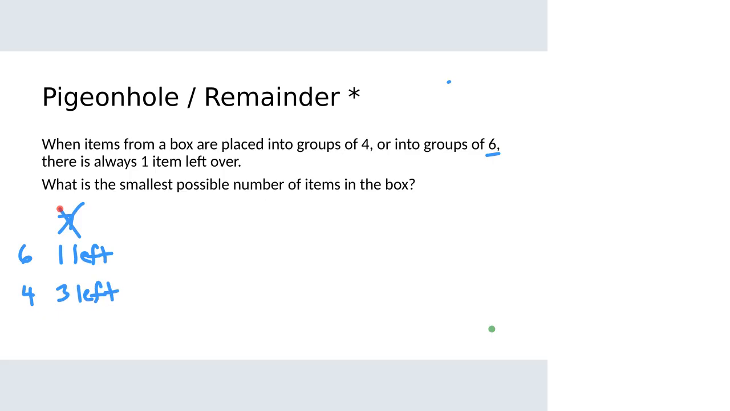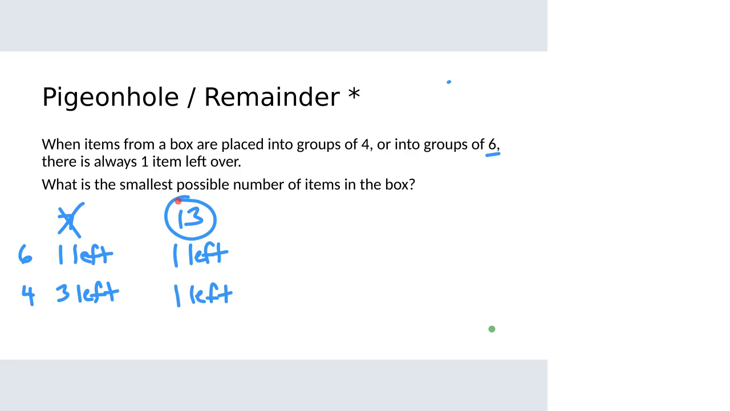Okay, well, 6 times 2 would be 12, so I could try 13 here. And with 13, 6 times 2 is 12. There's going to be one left over. And 4, 8, 12. Look at that. There'll be one left over. So sure enough, 13 is the smallest possible number of items that are in the box, because if I have 13, I'm going to have one left over, whether I make groups of 4 or groups of 6.